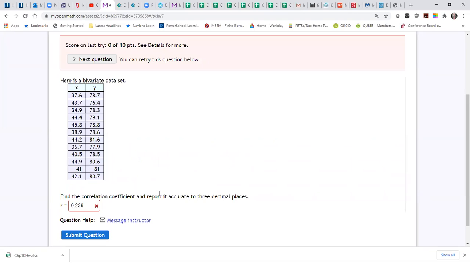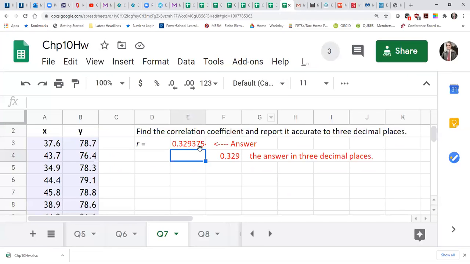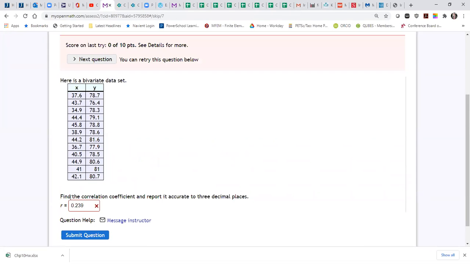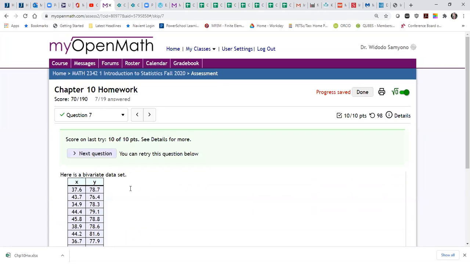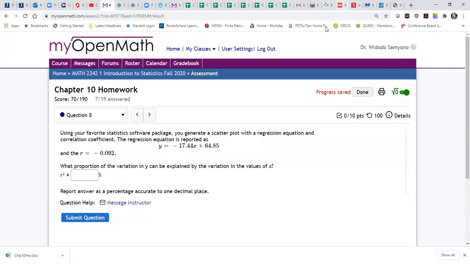Okay, let's see here. Zero point 329. Oh, okay, sorry. 329, right. Yeah, I put the wrong number. So yeah, the next one will be the same thing.